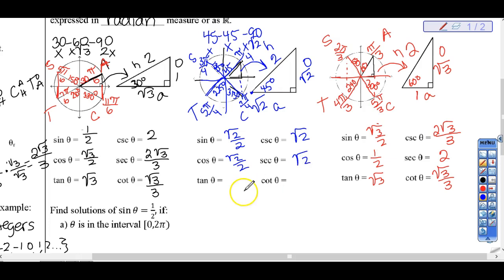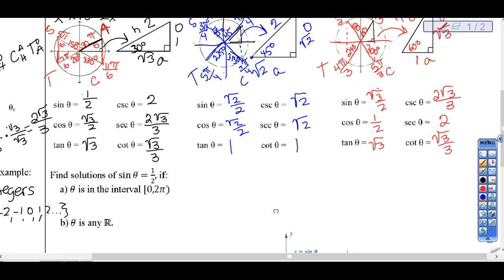Tangent is just sine divided by cosine. So what do I get when I divide sine by cosine? 1. And the cotangent is the reciprocal, which is also 1. So the 45, 45, 90 is nice because it's easy to memorize those values. Okay? All right.